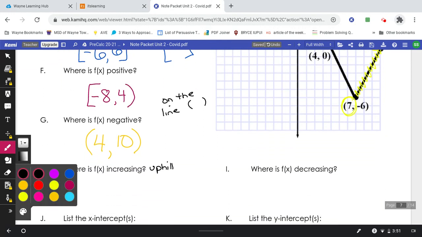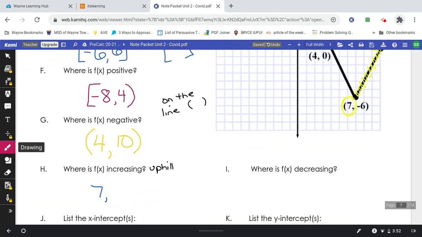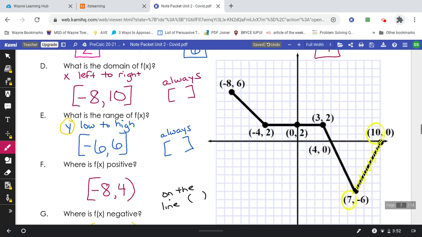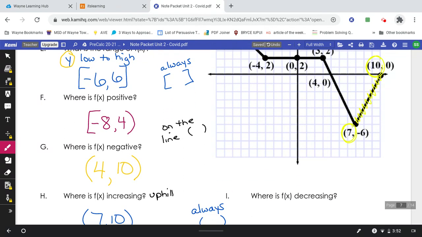The good thing about this part is when you say from 7 to 10, increasing and decreasing are always going to be parentheses, because it can't be increasing when the graph hasn't really gotten started yet. So increasing and decreasing, always going to be parentheses. Domain and range, always going to be brackets. Only the positive and negative do you have to decide whether you use brackets or parentheses.